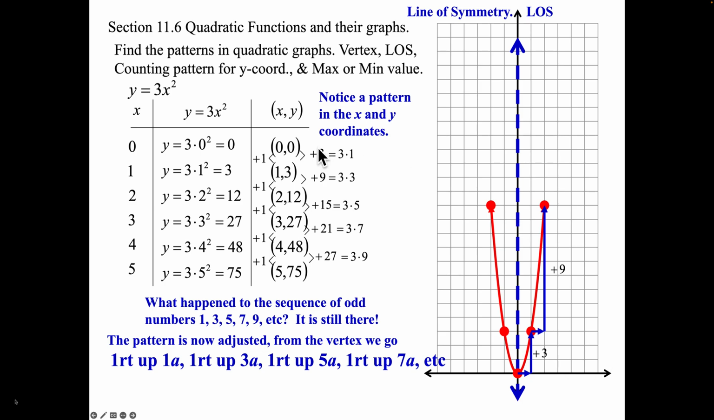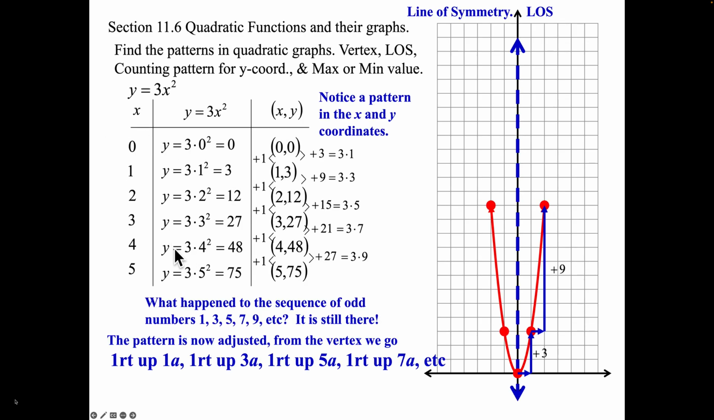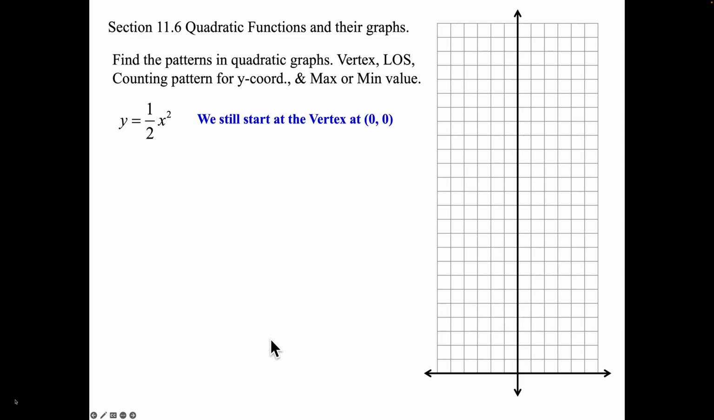Now, this works for any numbers. If you look at our next example, we have a fraction here. All right, no more tables. We're going to use our pattern here. So to use your pattern, you state your vertex. It's still 0, 0 because nothing is being added or subtracted.